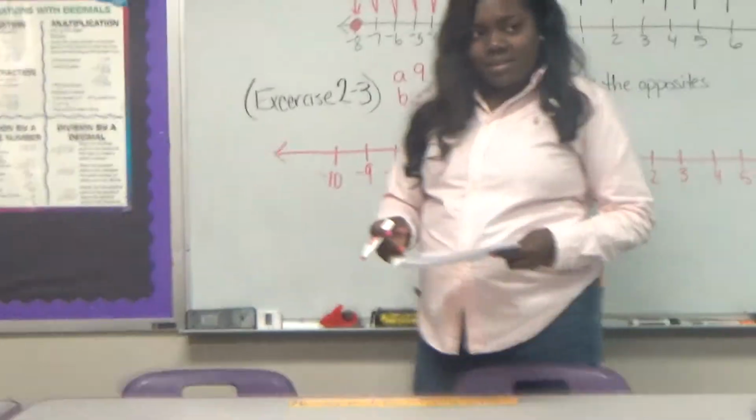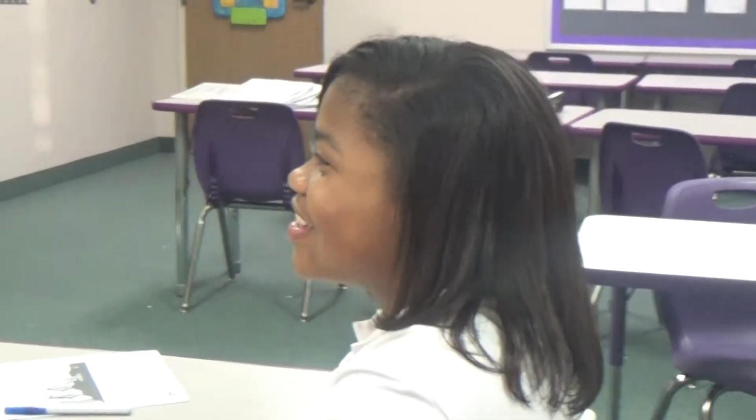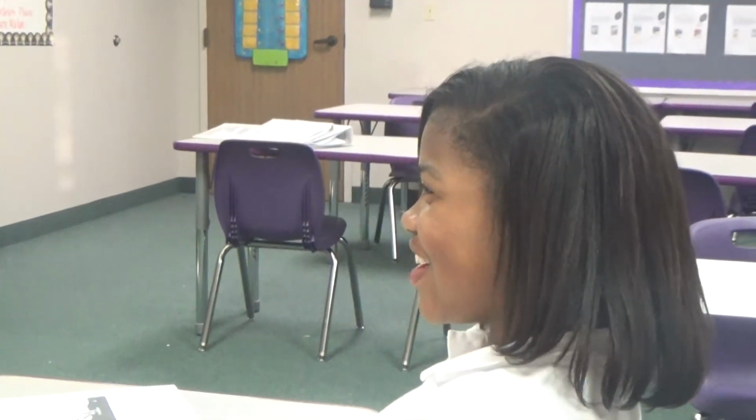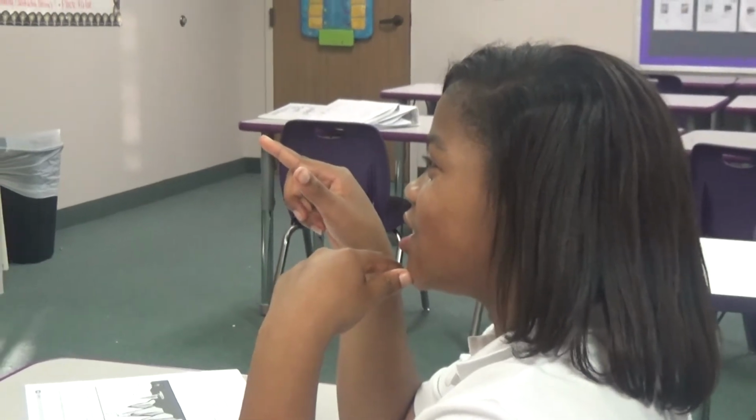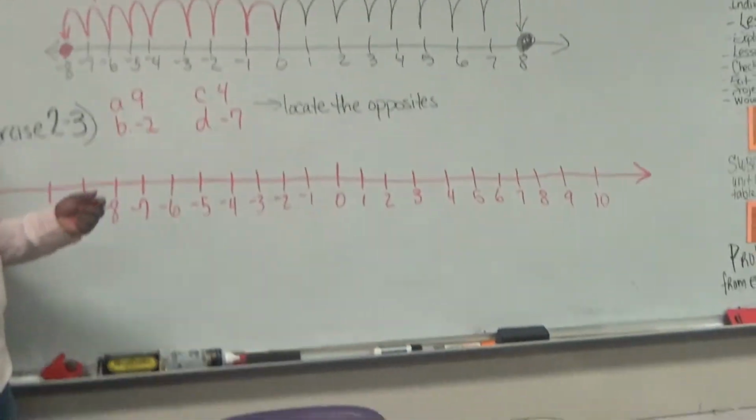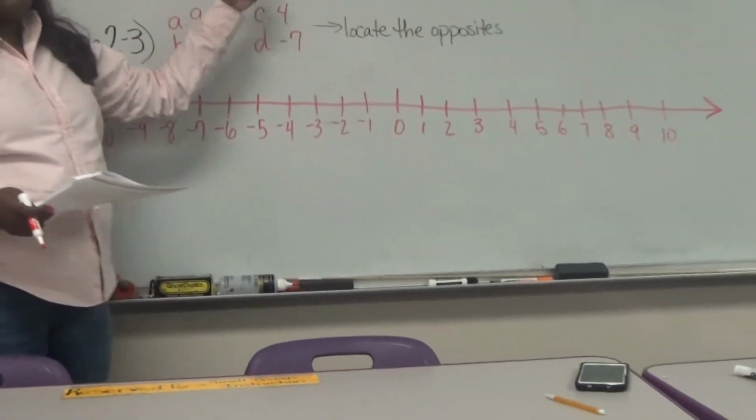What was the same about them? They all had 8 units. From what? From 0. They were all 8 units away from 0.